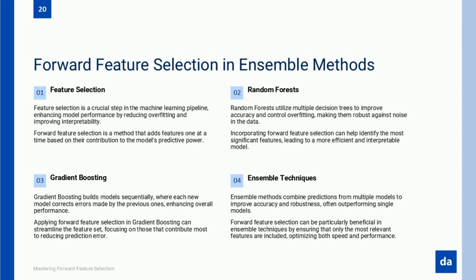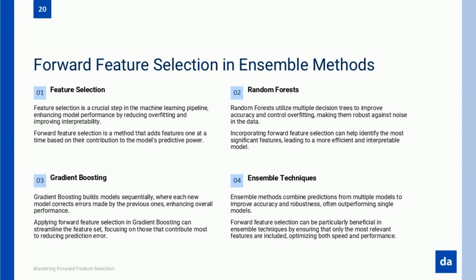Take random forests, for example. This model works by training multiple decision trees on different parts of the data and averaging their predictions. It's great for handling large data sets, but it can also get overloaded with too many features. Forward feature selection helps by reducing the number of input features while keeping only the most important ones, making the model faster and more efficient without losing predictive power.